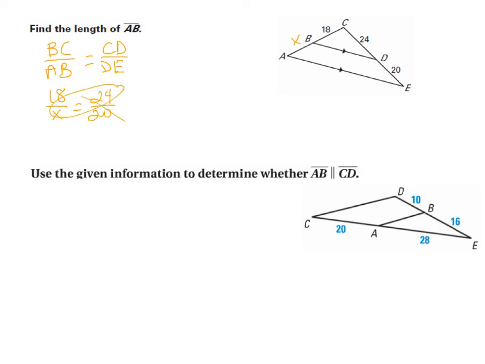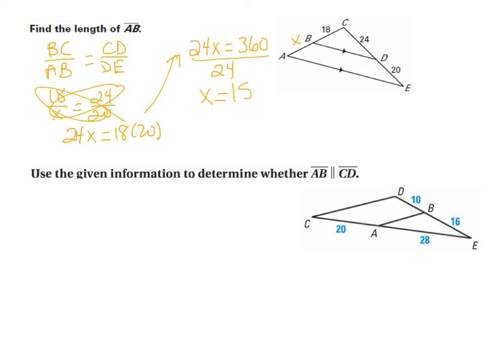And then I need to cross multiply. So I'm taking 24 times x and my 18 times 20. So when I move it on up here, I'm going to still have 24x. 18 times 20 then gives me 360. When I divide by 24, I end up with 15. So AB is equal to 15.